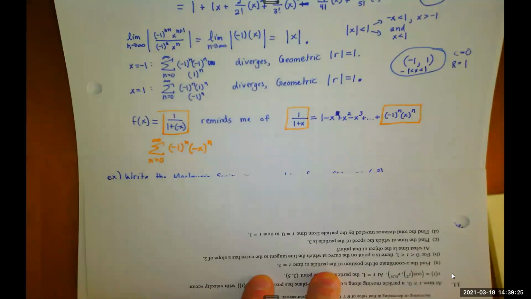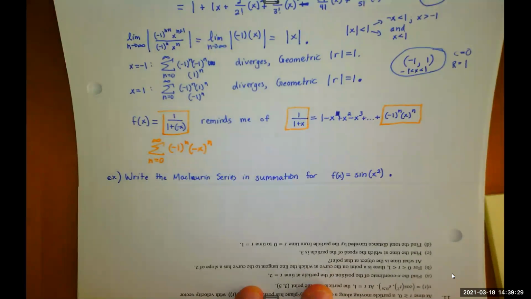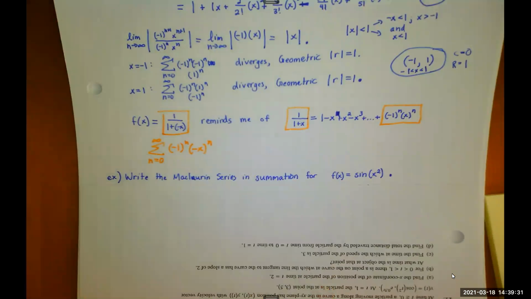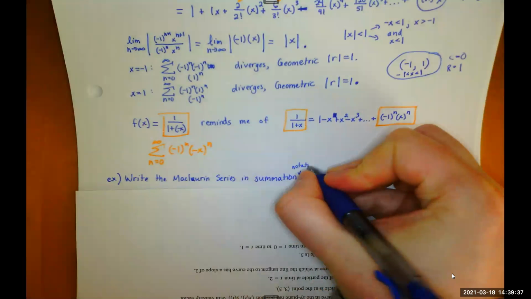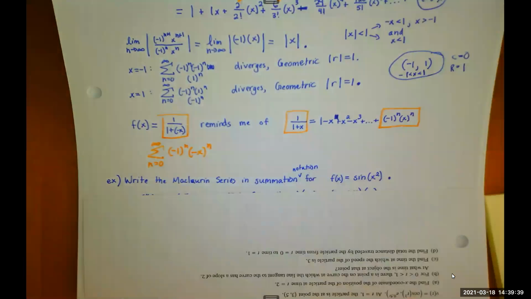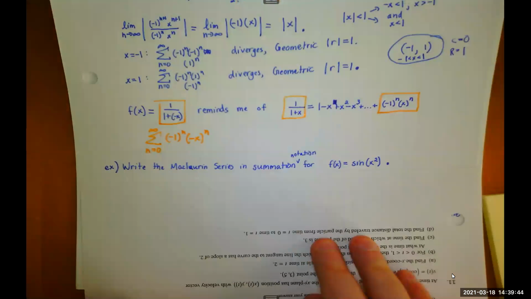and tomorrow. But for today, we're going to look at this function. And we're going to write the Maclaurin series in summation notation for this new function f. This new function f is the sine of x squared.